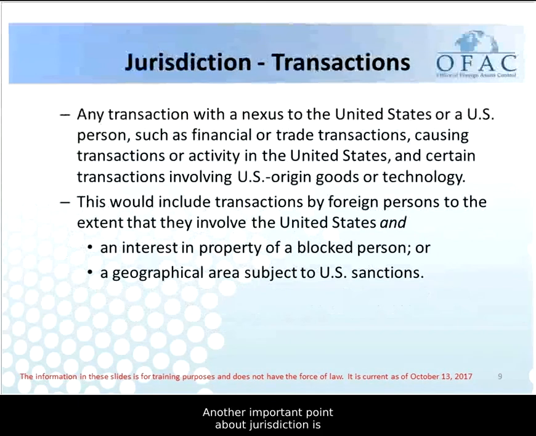Another important point about jurisdiction is that the sanctions laws can apply based on the transaction itself, not just by who's involved. So a non-U.S. person, for example, a French company selling something or providing a service to Cuba, can trigger U.S. sanctions prohibitions if, for example, the transaction involved U.S. ports or U.S. intermediaries or U.S. facilities or the U.S. financial system. The transaction can come within the scope of the relevant sanctions program.